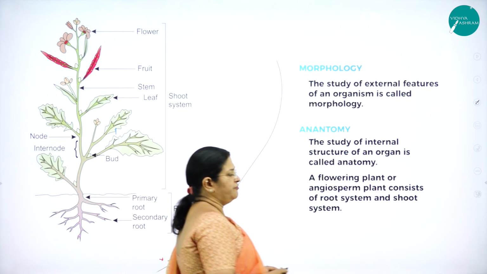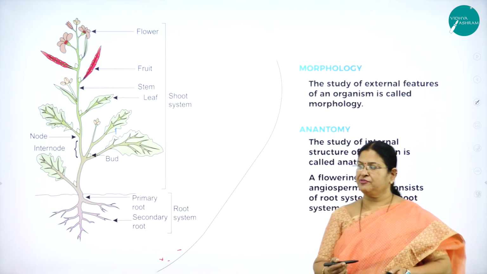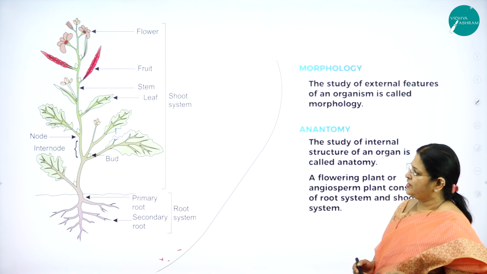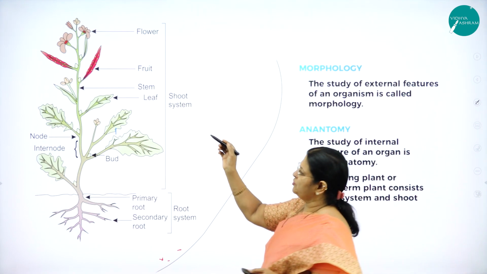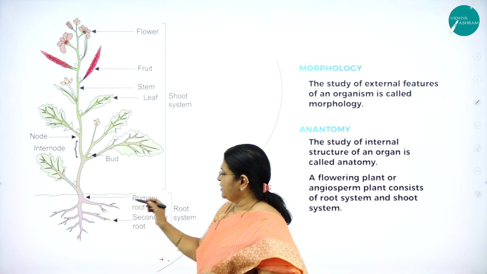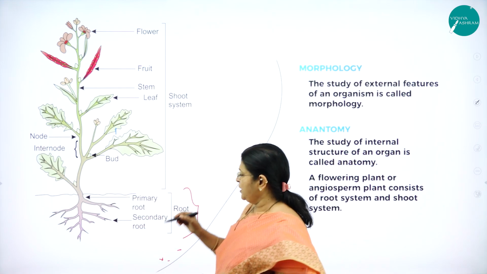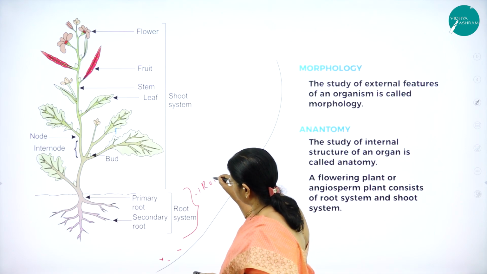Moving on to the very important concept of this very important chapter called Morphology of Flowering Plants. Hope you can see in this beautiful picture. Right, here you can see this part. The part which is growing below the soil is called what? Root system.